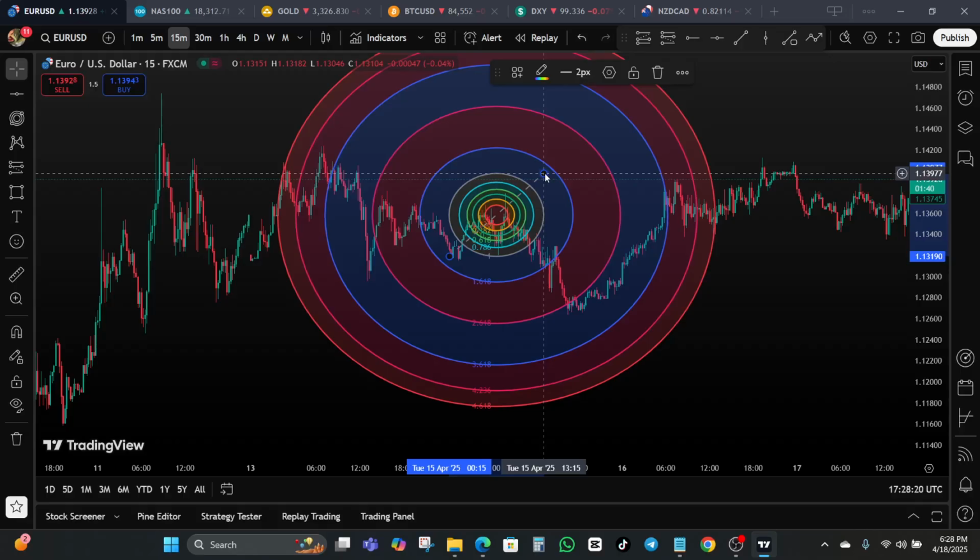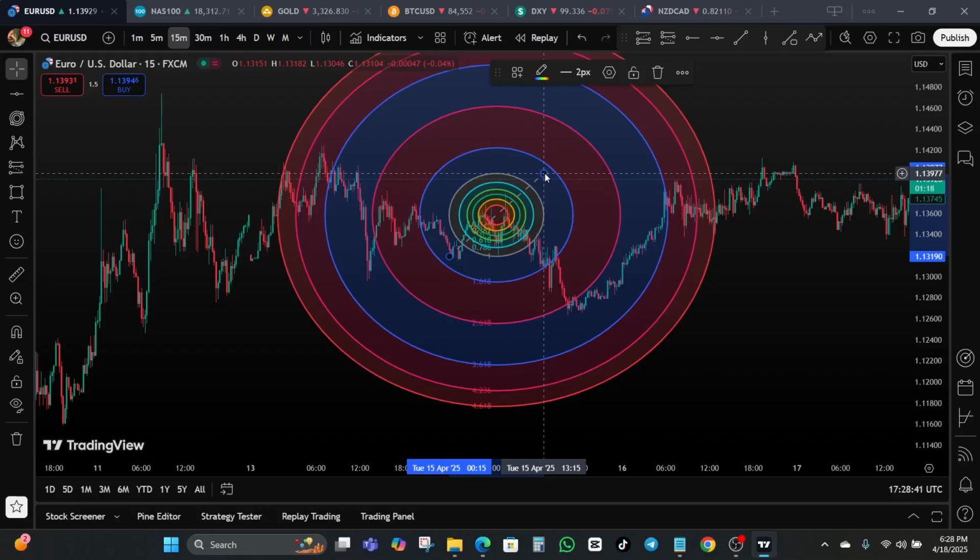So these cycles help traders anticipate where and when price may react. That is the game changer. It's not just where, like support or resistance. It's also when the market may respond, and that gives you a potential edge in timing your trades.